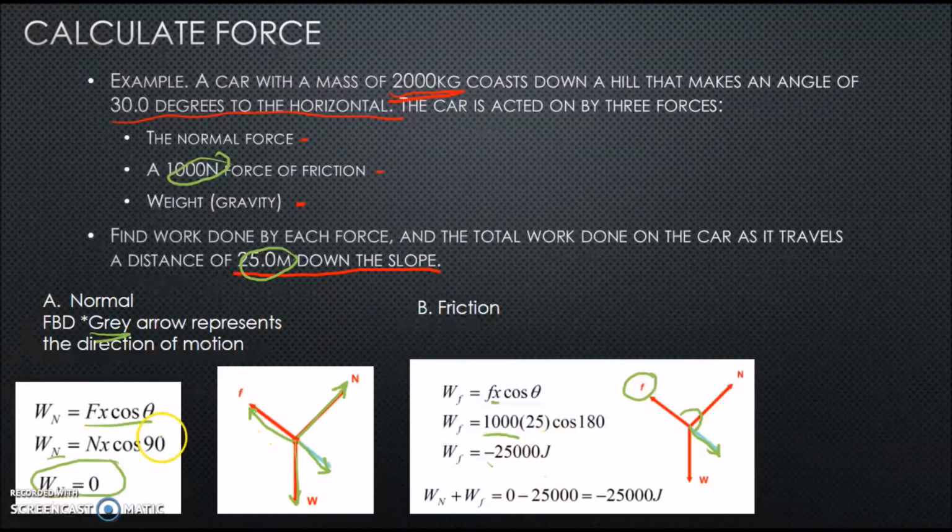And again, since we just calculated the normal force work, we add the work of the friction, so that's going to be 0 minus 25,000. So our answer is negative 25,000 joules, and we know that it's negative, and that checks out because friction is always in the opposite direction of the motion.